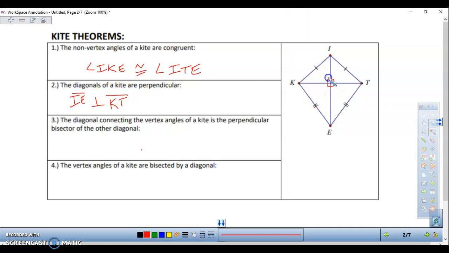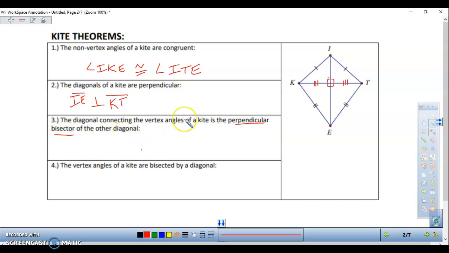All right. The other thing we mentioned is that this part of the diagonal is equal to this part, or congruent to this part of the diagonal. What that means is that this diagonal, the vertex angle diagonal, IE, is called a perpendicular bisector of the other diagonal. Perpendicular, because it forms a right angle, and bisector, because it goes through the midpoint of that other diagonal.